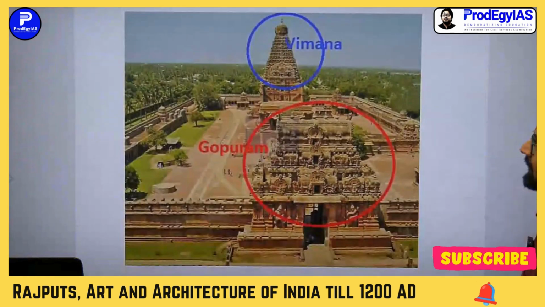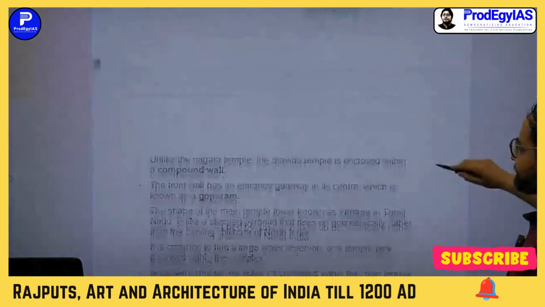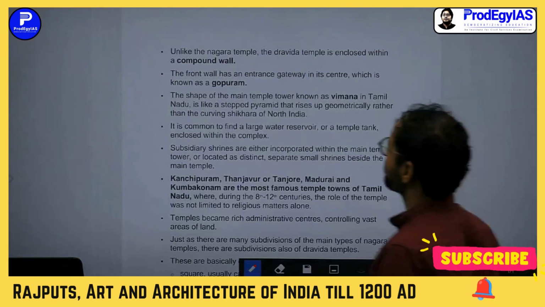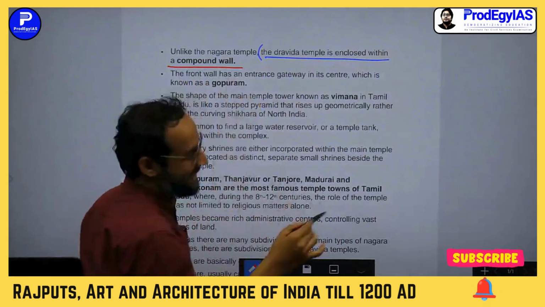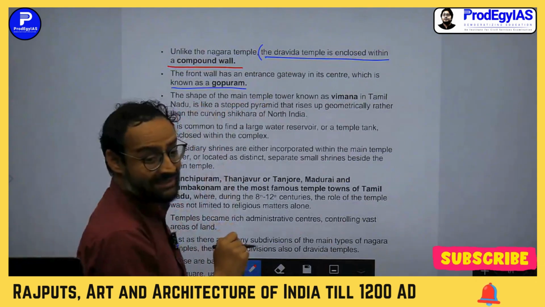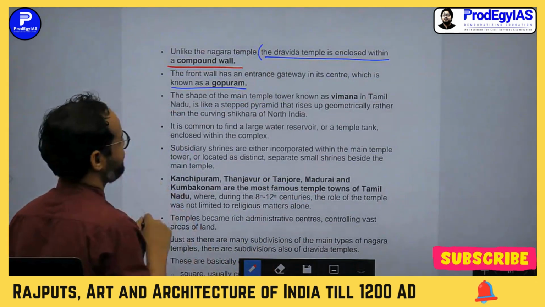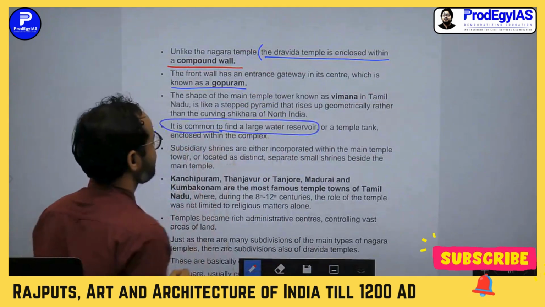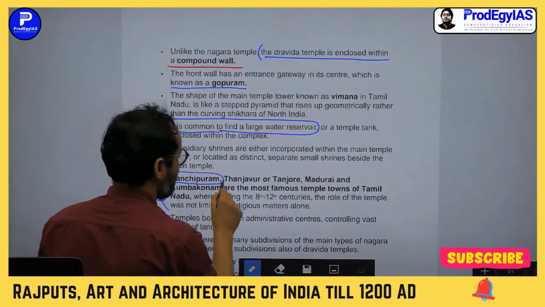now let's move on to the Dravida style. Write a little about the Dravida style. Compound walls, it's enclosed. They have gopurams. Gopurams are what? The gateways, entrances. We find large water reservoirs. Okay, and the examples. Please write examples also.